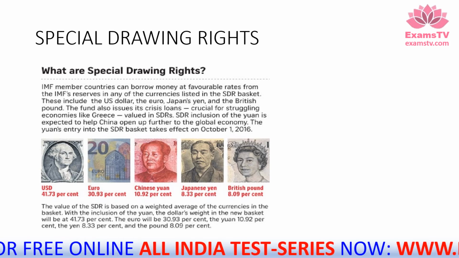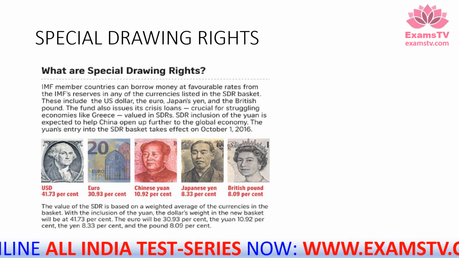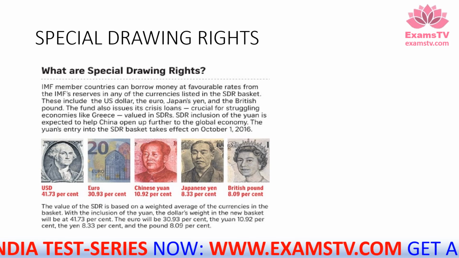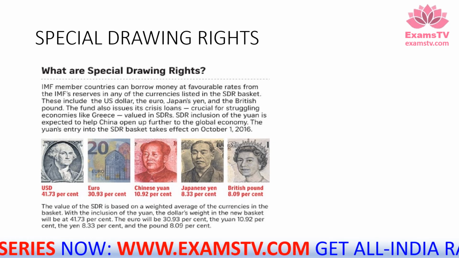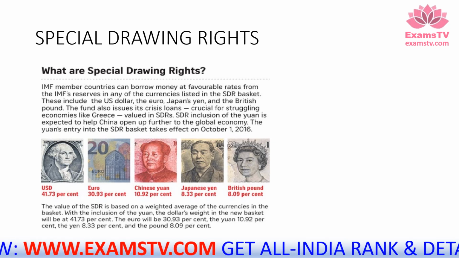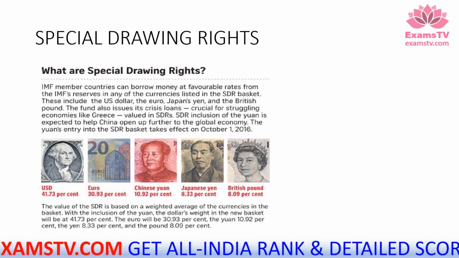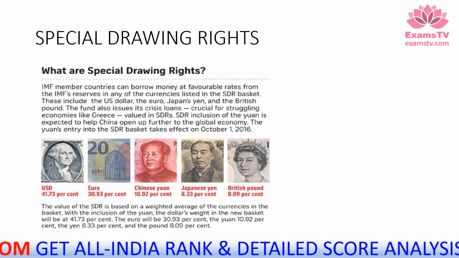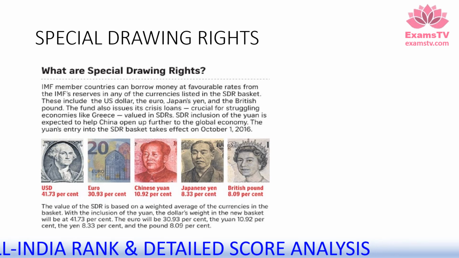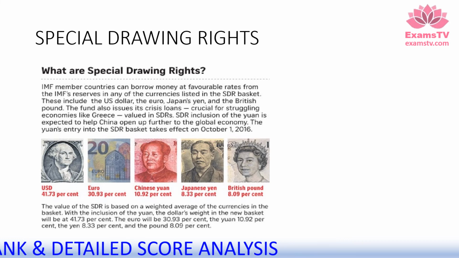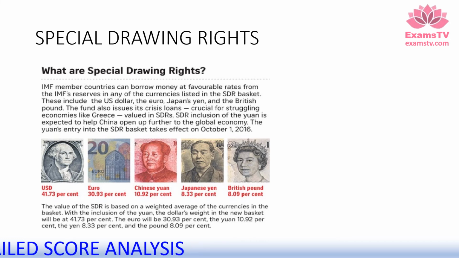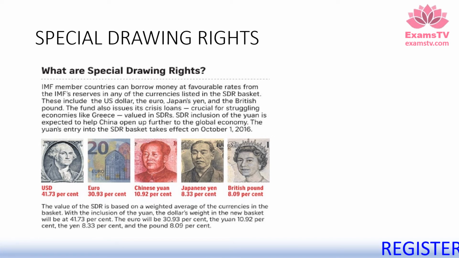Now the value of SDR, that is special drawing rights, is calculated from a weighted basket of major currencies including the US dollar, the euro, the Japanese yen, the Chinese yuan and the British pound. The interest rate on special drawing rights, or SDRI, is the interest paid to the members on their SDR holdings.